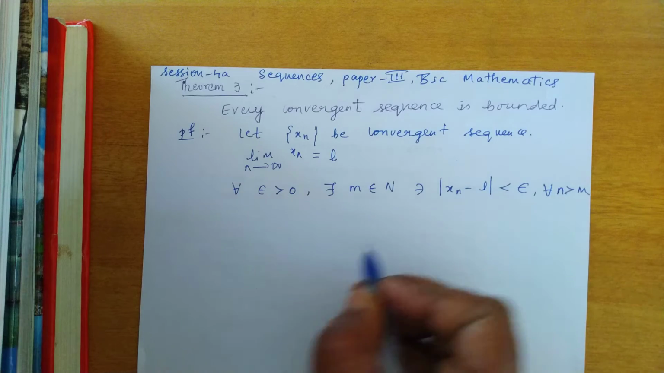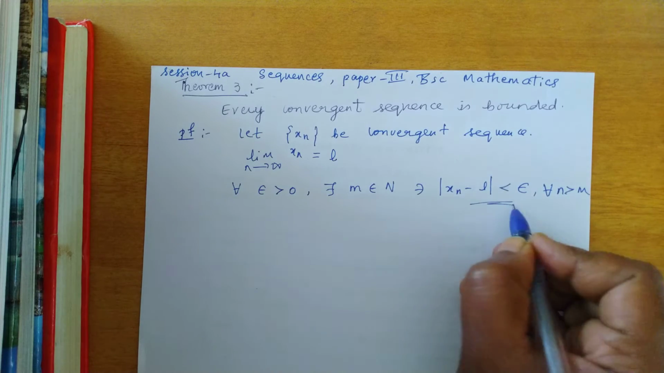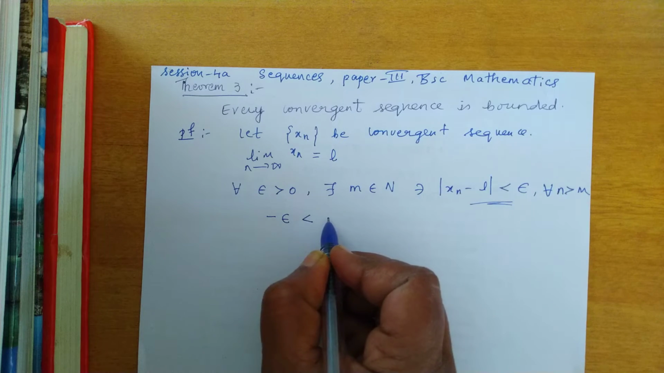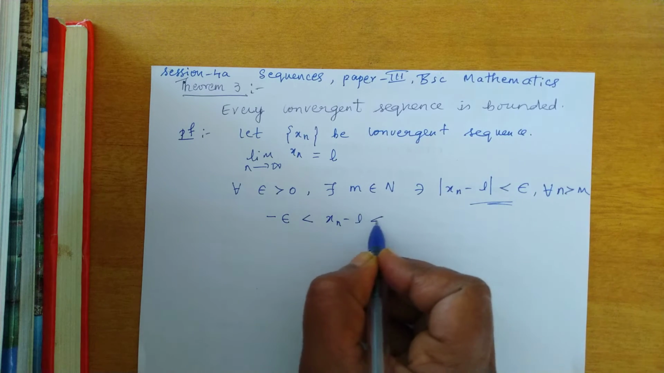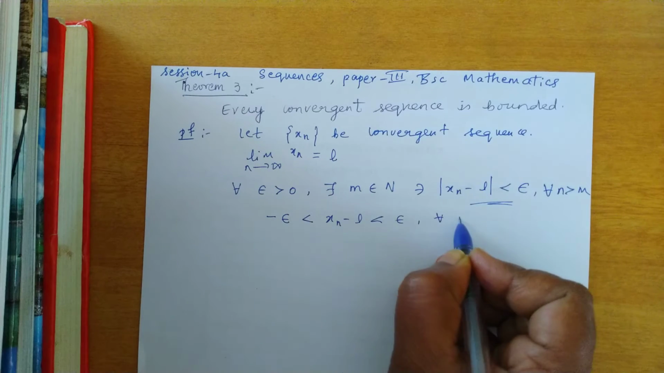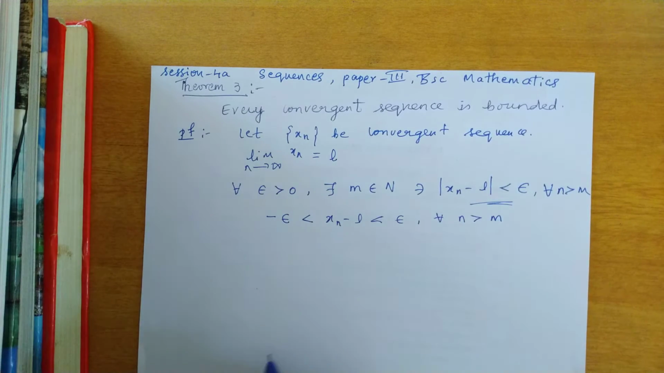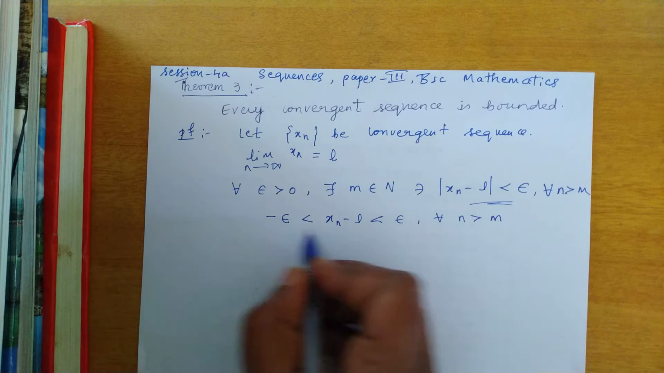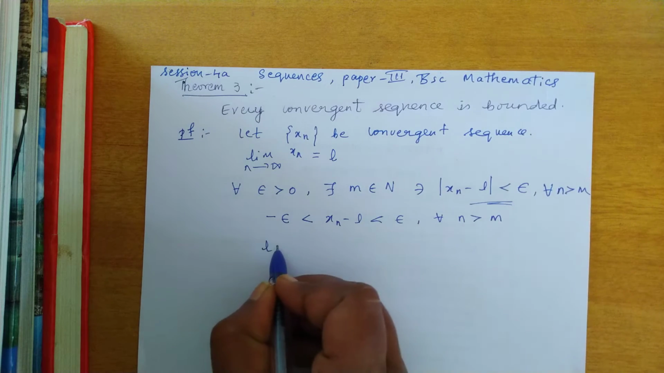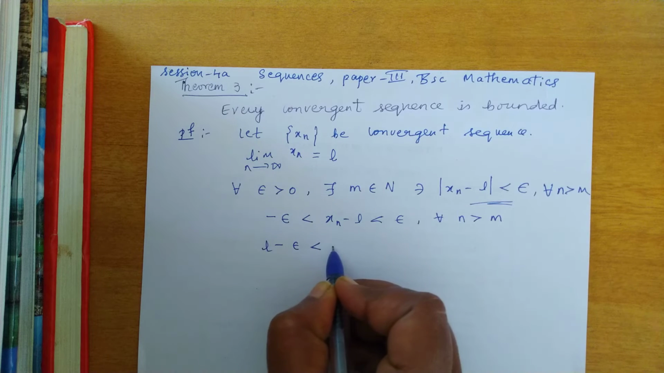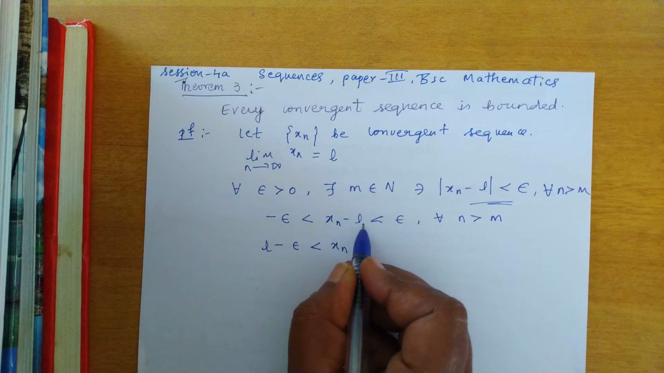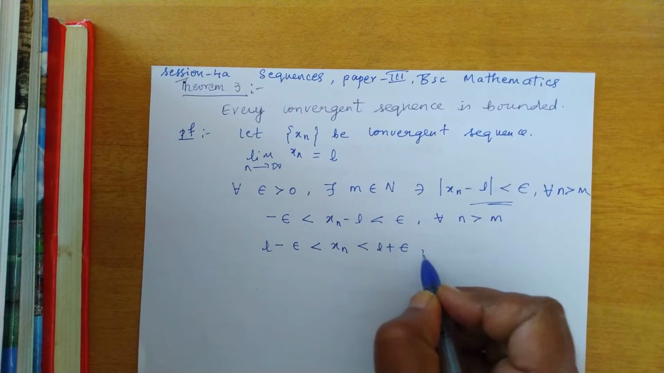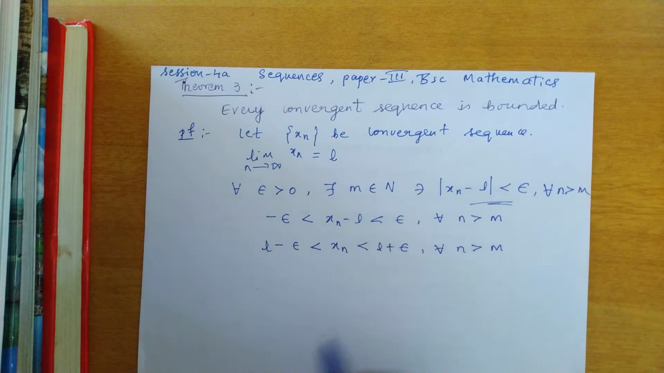Now, since modulus of xn minus L is less than epsilon, we can write this as lying between minus epsilon less than xn minus L less than epsilon, for all n greater than m. Now we are going to add plus L throughout. So what are we getting? L minus epsilon is less than xn. L plus L minus L gets cancelled, and here it is L plus epsilon. This is for all n greater than m.